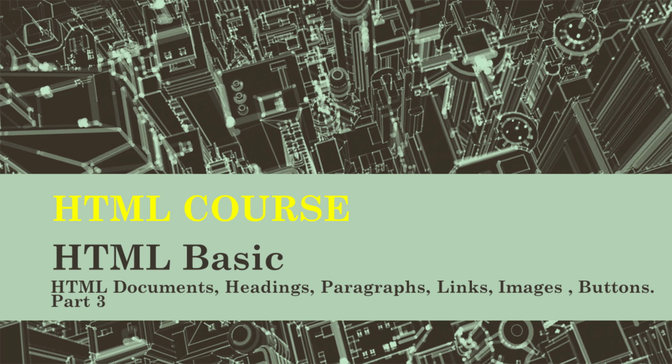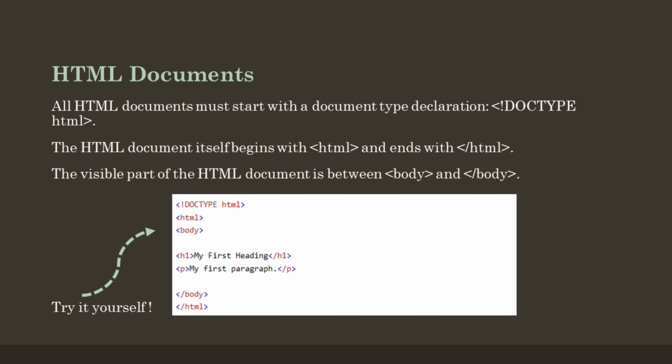HTML course. HTML Basic. HTML documents, headings, paragraphs, links, images, buttons. Part 3. HTML documents. All HTML documents must start with a document type declaration, doctype html. The HTML document itself begins with <html> and ends with </html>. The visible part of the HTML document is between <body> and </body>.